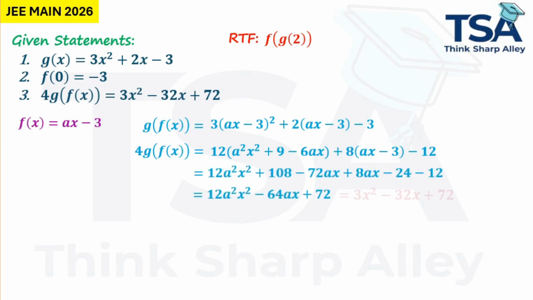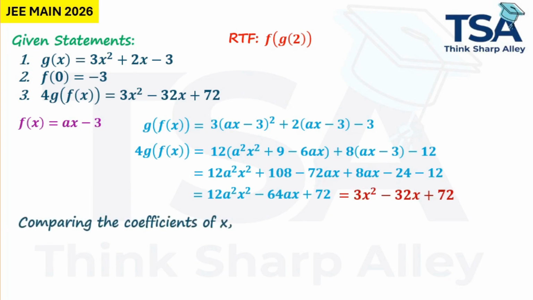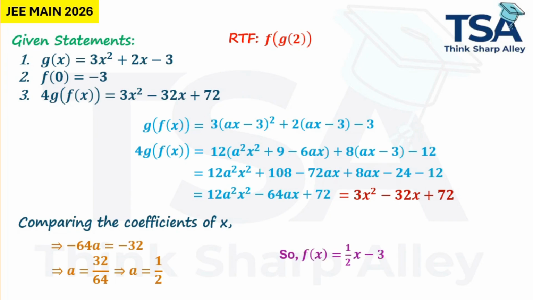Comparing it with the one given in the question, let's check the linear terms in x on both sides. We have minus 64a on left hand side and minus 32 on the right hand side. So we get a equal to 32 by 64, which gives us 1 by 2. Thus we have completely mapped the function f(x).